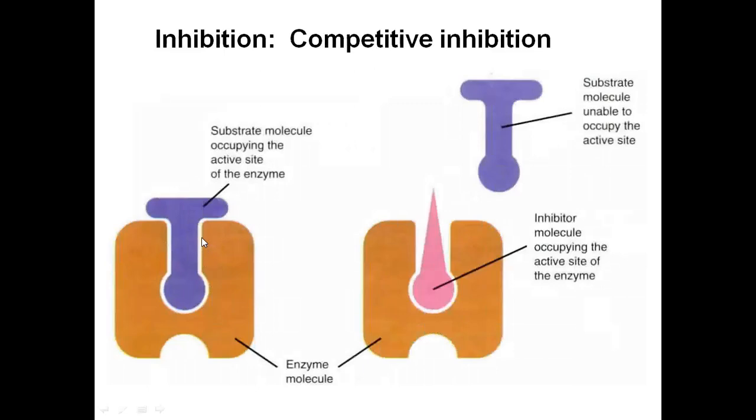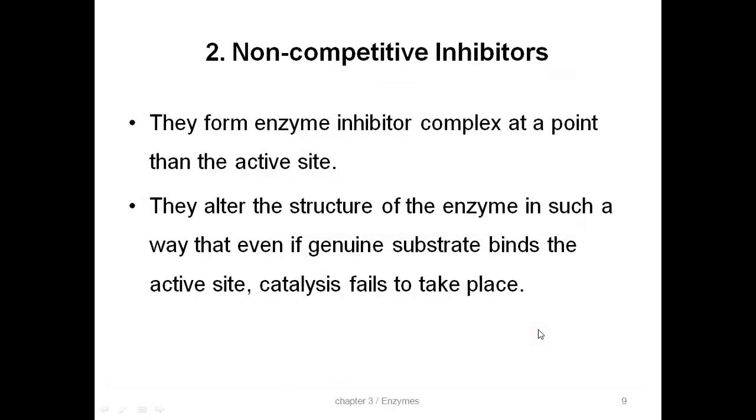Now, this is the situation. Competitive inhibition: this is the active site. This is a substrate molecule that is occupying the active site. This is the enzyme molecule. Now, this is the inhibitor, which resembles the substrate. It gets attached to the binding site, but the catalytic site does not accept it.